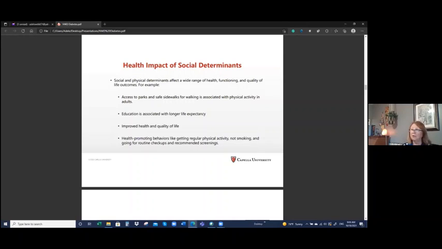Social and physical determinants are so wide ranging, and I just like to think about it as a chance to make a choice. What is your chance to make a good choice? We know that education is associated with longer life expectancy. We know education is related to improved health and quality of life. We know health promoting behaviors are important in people's outcomes. And then being able to get outside, to walk, to exercise, for kids to play.